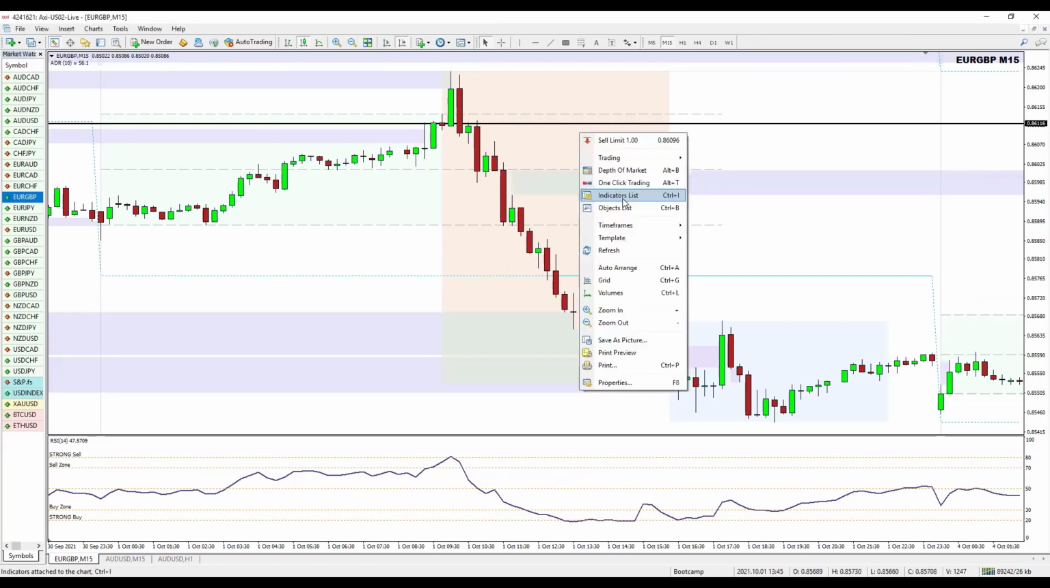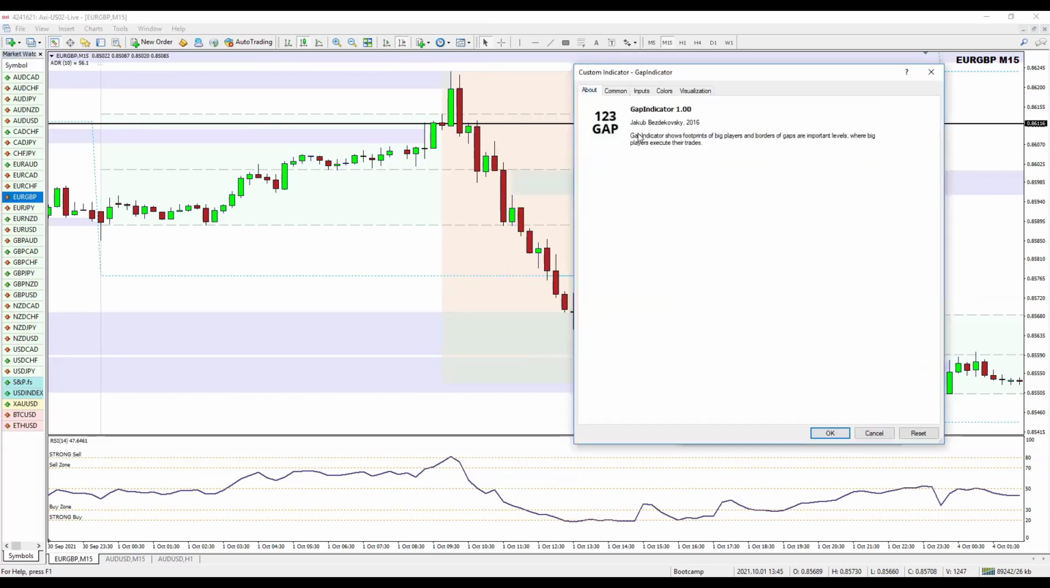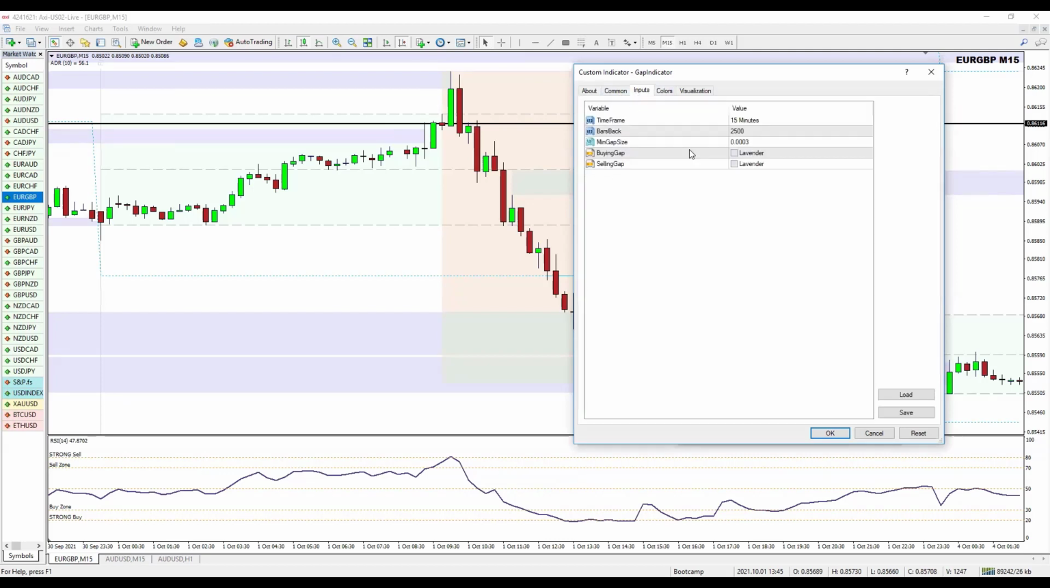Now this indicator, I got it from MQL5. It's called gap indicator. It's by a guy called Jacob, I can never pronounce his surname, Bezdikovsky. Okay, and it's basically just called gap indicator, one word. All right, 1, 2, 3 gap is the icon because it's identifying 1, 2, 3 gaps for you. And I like to use 1, 2, 3 gaps on the 15-minute chart. Okay, so what this is doing is it's showing me strong moves in one direction on the 15-minute chart.